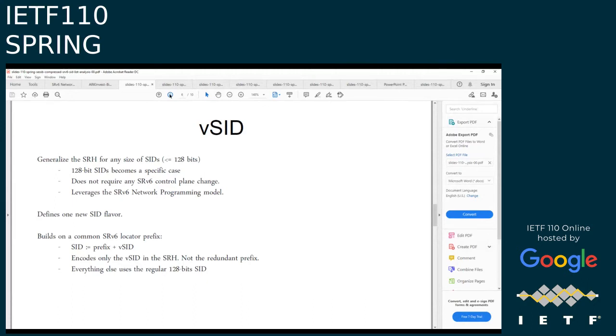I think everything else using the regular 128-bit SID can be used as a similar solution. It does not require any SRv6 control plane change. And it also leverages the SRv6 network programming model. Next page.